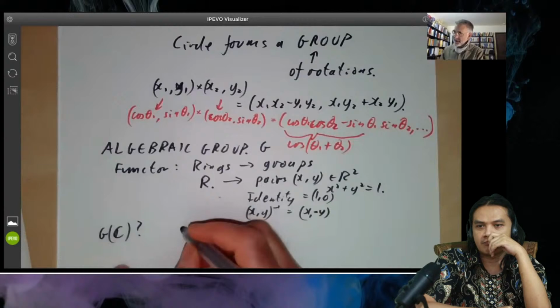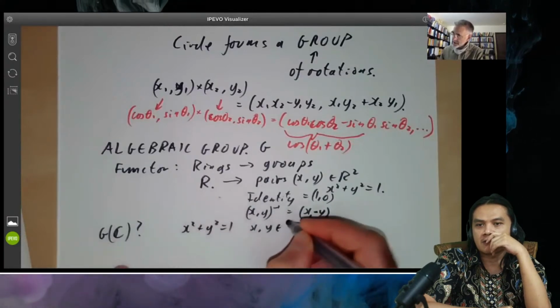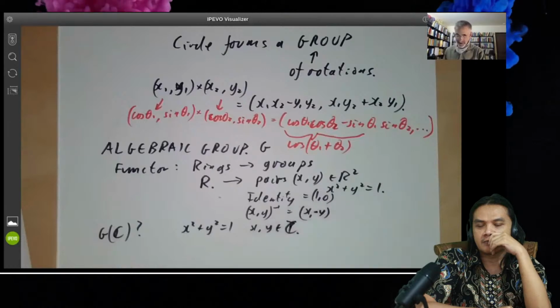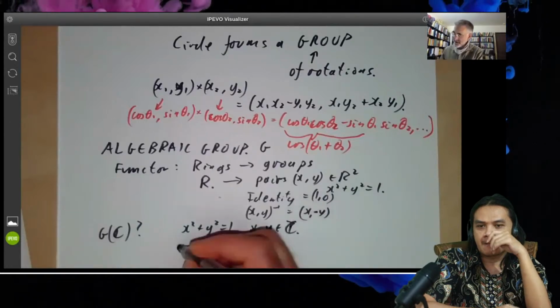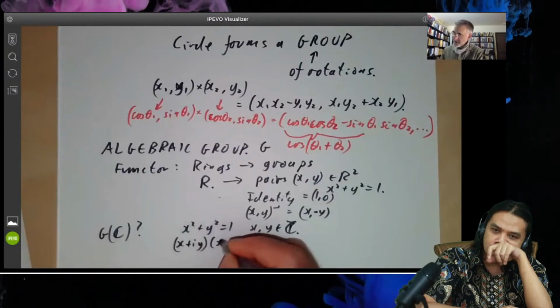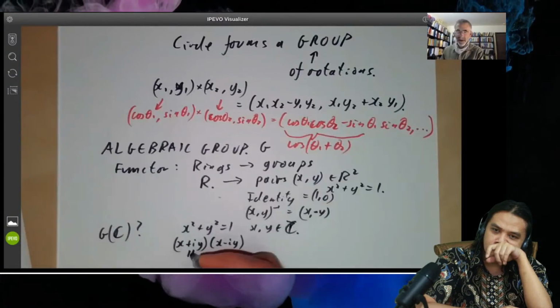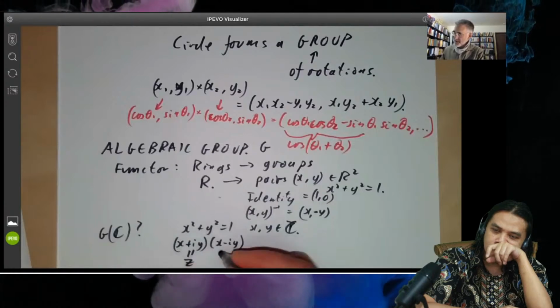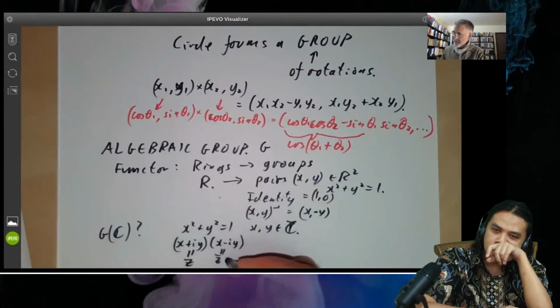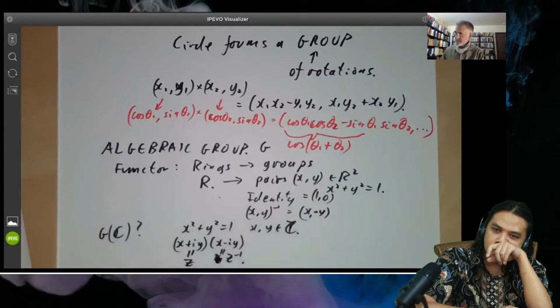Well, it's the set of points x squared plus y squared equals 1, with x, y complex numbers. So let's see if we can figure out what that is. Well, that's easy enough, because over the complex numbers it factorizes as (x plus iy) times (x minus iy). And we can set x plus iy equal to z, in which case the other factor is equal to z inverse, z to the minus 1.